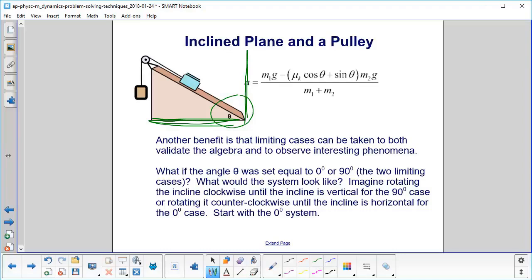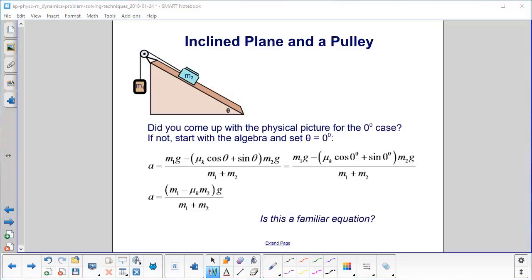But imagine rotating the incline clockwise, so that's this way. Just keep making it steeper and steeper until the incline is vertical for the 90-degree case, or rotate it counterclockwise, right? You just keep going down like this until the incline is horizontal for the 0-degree case. Start with the 0-degree system. Did you come up with the physical picture for the 0-degree case? If not, we'll be showing it on the next slide.